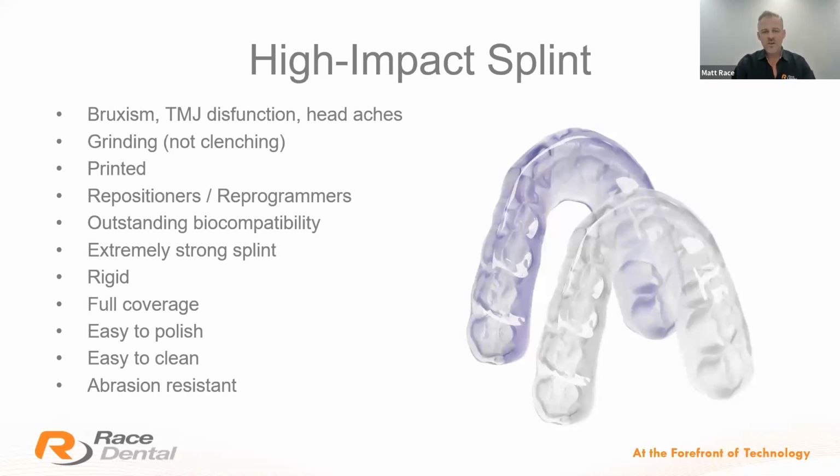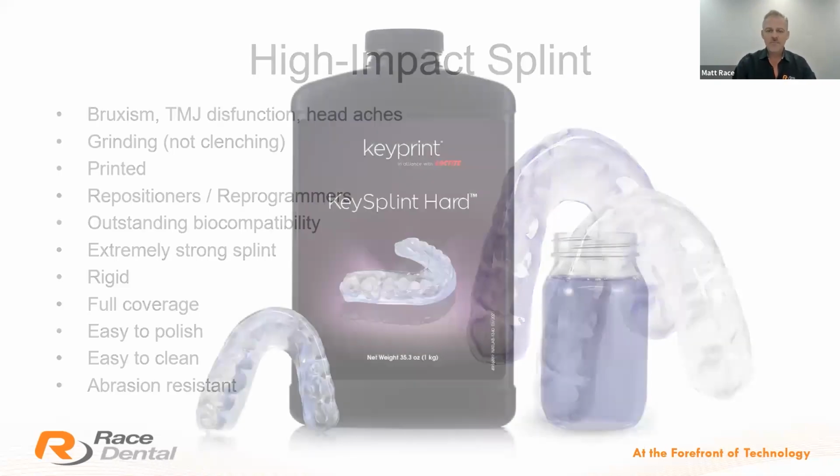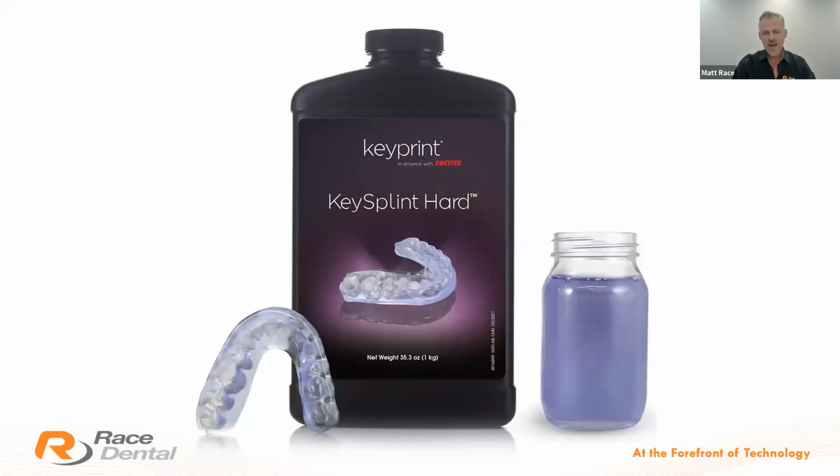Abrasion resistance as well. This is a high impact splint, hence where it gets its name. Really good for abrasion. So all splints wear over time, but our high impact splint definitely shows the best reduction in attrition over time. So yep, great splint. We are currently using the Key Splint hard material. It does have a slight blue tinge to it, which you can see down here on the splint. It has a little light blue tint to it, so it's a little bit easier to find for the patient when they're not wearing the splint. But yeah, fantastic splint, great splint for attrition.